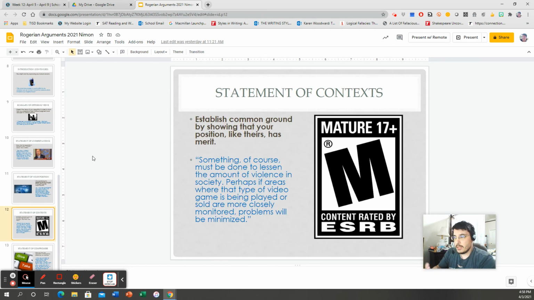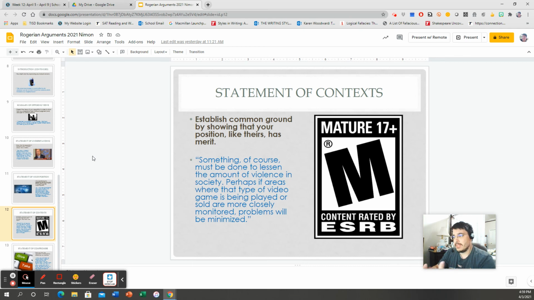And then, once you've laid it out, you've laid out the issue, you've laid out their position, you've laid out your position. Now, find some common ground. Where can you guys agree? Look at my example here. Something, of course, must be done to lessen the amount of violence in society. We can agree on that. There's too much violence.